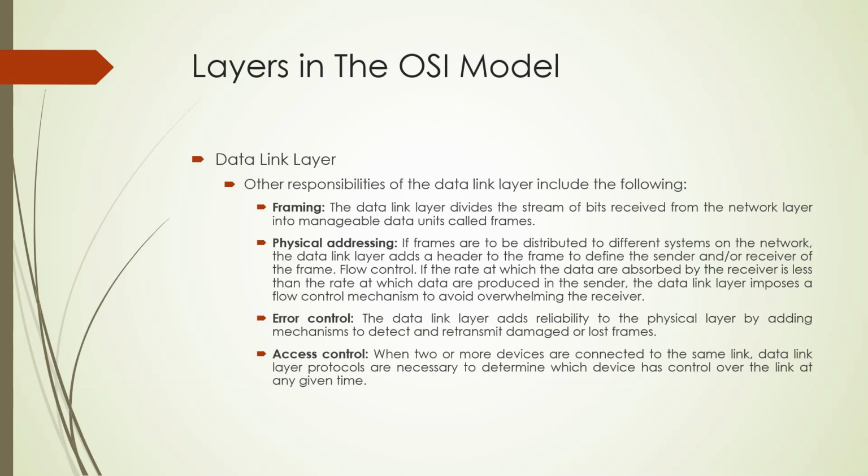Also it has another functionality called access control, which means when two or more devices are connected to the same link, it can happen that both the devices are trying to send data at the same time. Again, it is the responsibility of the data link layer to decide which node will be able to send the data, whether it will be a simplex connection, a half duplex connection, or a full duplex connection. This will be governed using access control by the data link layer.